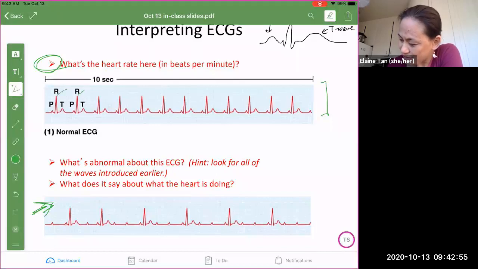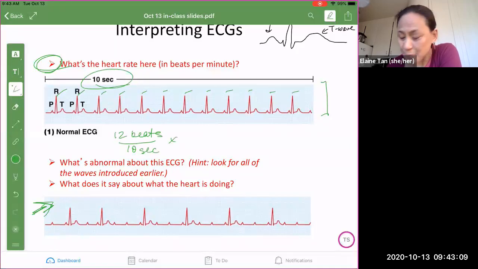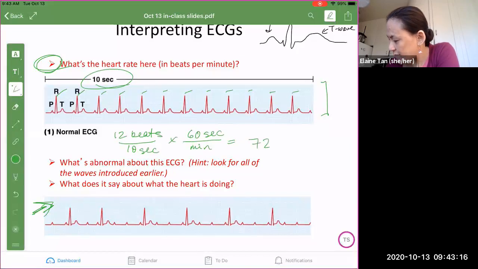So we have 1, 2, 3, 4, 5, 6, 7, 8, 9, 10, 11, 12 beats. 12 beats happening in 10 seconds. And then you just want to convert that to beats per minute. So we have 60 seconds per minute, and that gives us 72 beats per minute.